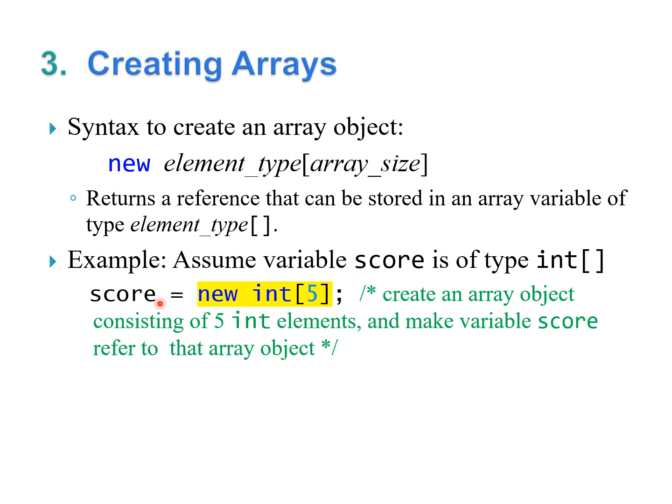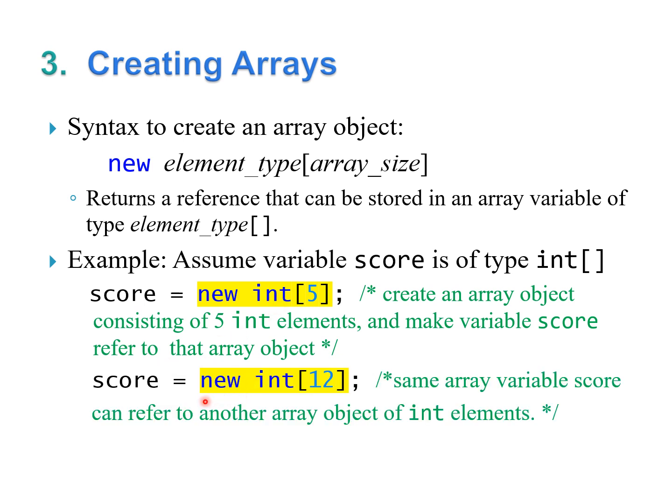This new expression creates an array object consisting of 5 int elements and returns the reference to that array. The assignment makes variable score refer to the array object created by the right-hand side expression. Note that the same array variable score can refer to another array object of int elements, such as the array object of 12 int elements in this statement.